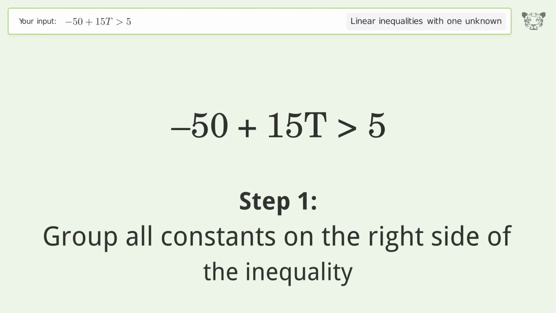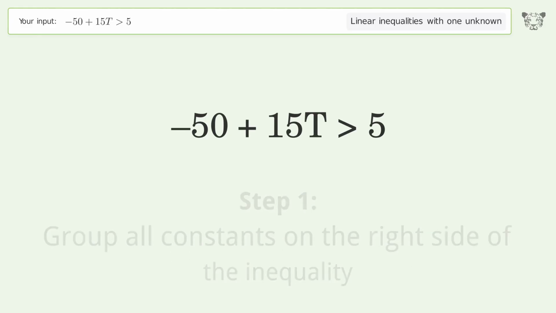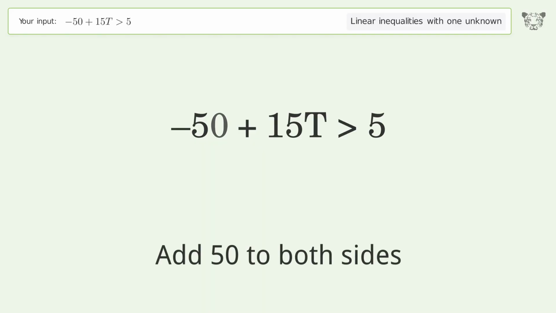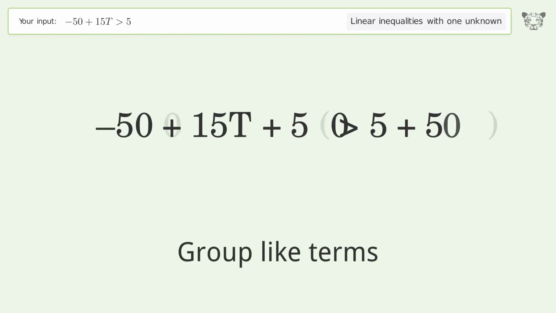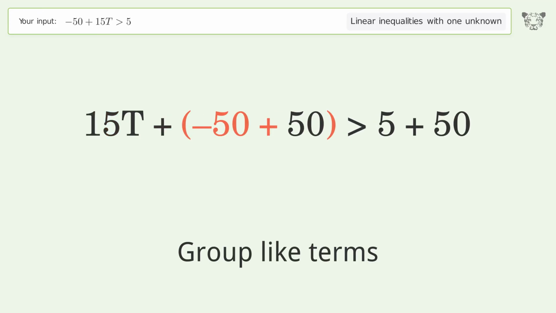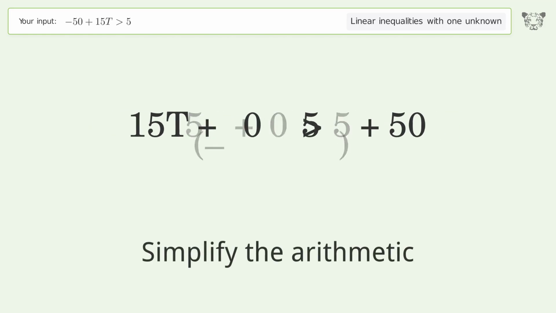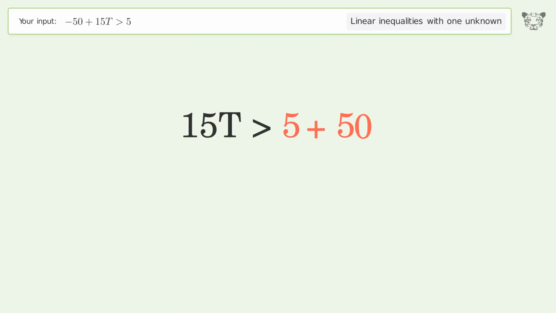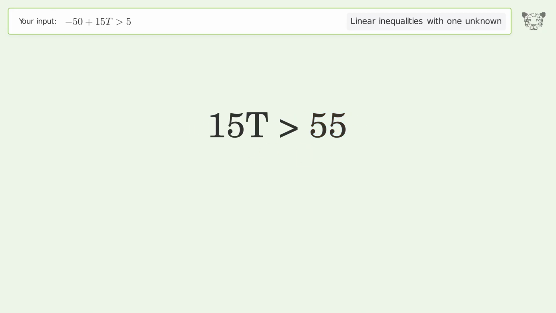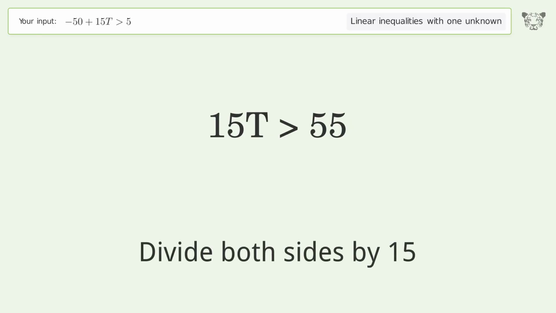Group all constants on the right side of the inequality. Add 50 to both sides. Group like terms. Simplify the arithmetic. Isolate the t. Divide both sides by 15.